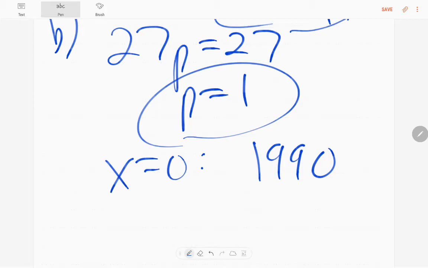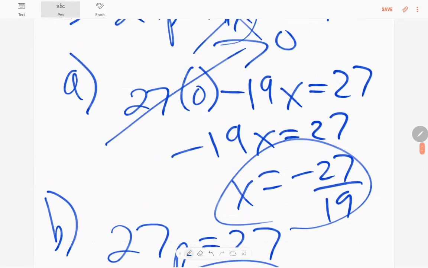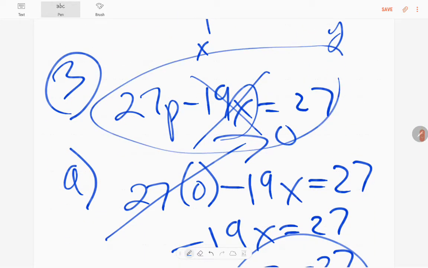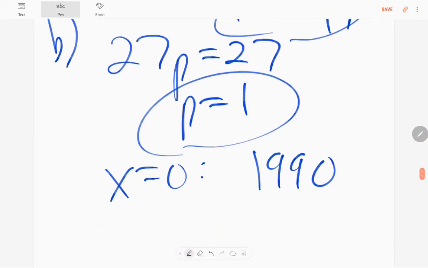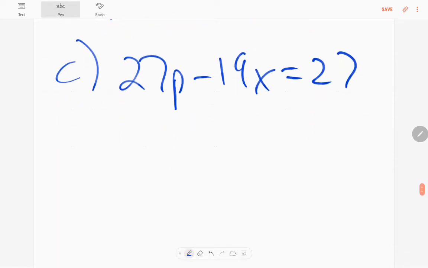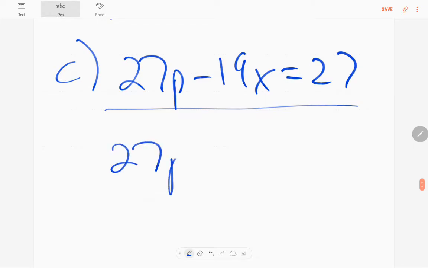And I don't want to write all that out, I'll just say it verbally. And then we're supposed to graph this thing. And I think we're talking about this equation up here. 27p minus 19x equals 27. So I suppose what you could do is just solve for p and then plug it into your calculator. That's kind of easy.